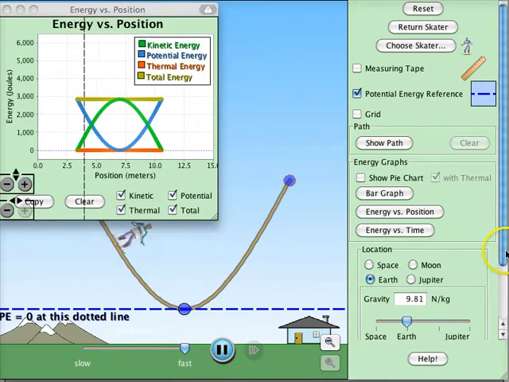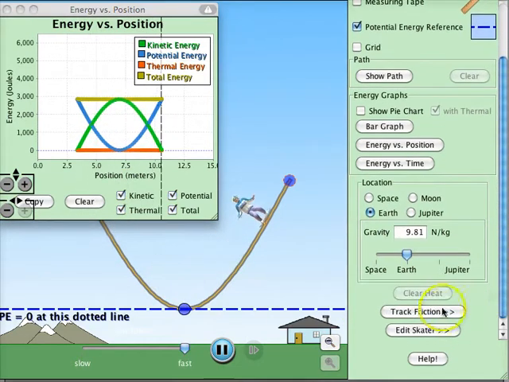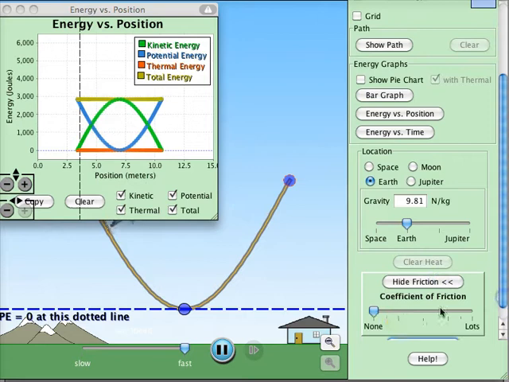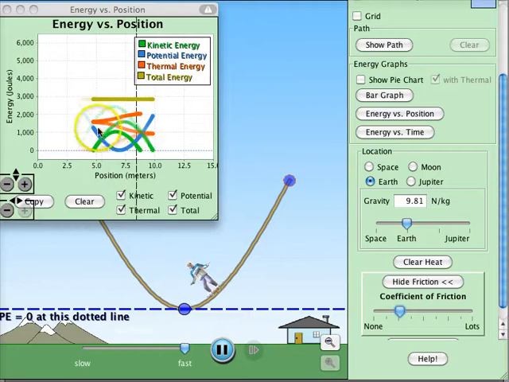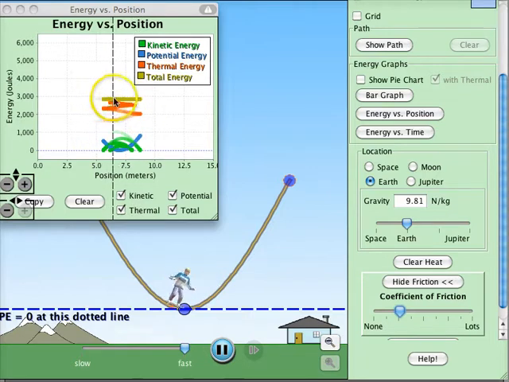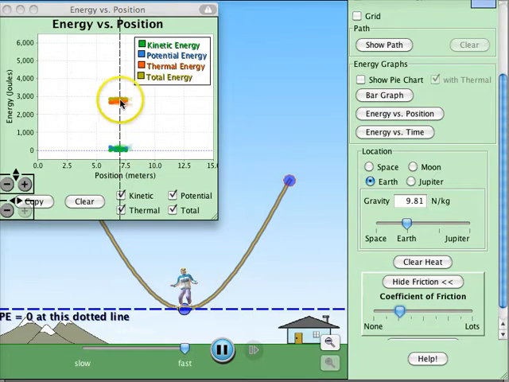If I actually go and add some friction to this skateboard park, we can see that straight away some of the energy is being dissipated as heat and the thermal energy line is going up. Eventually it will reach a value of the total energy and the skateboarder will stop. All of the energy has now been dissipated as heat.